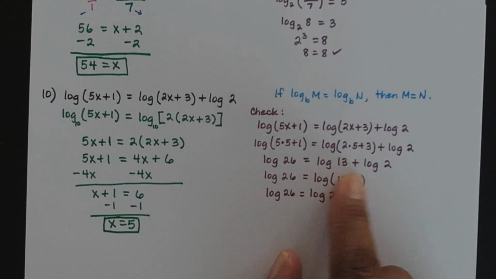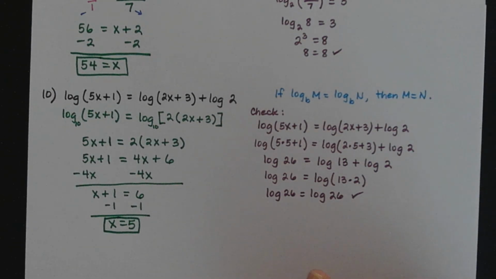Right here? We can't, because it says the sum of the individual logarithms. The rule is we have to condense it using the product rule. Any other questions?